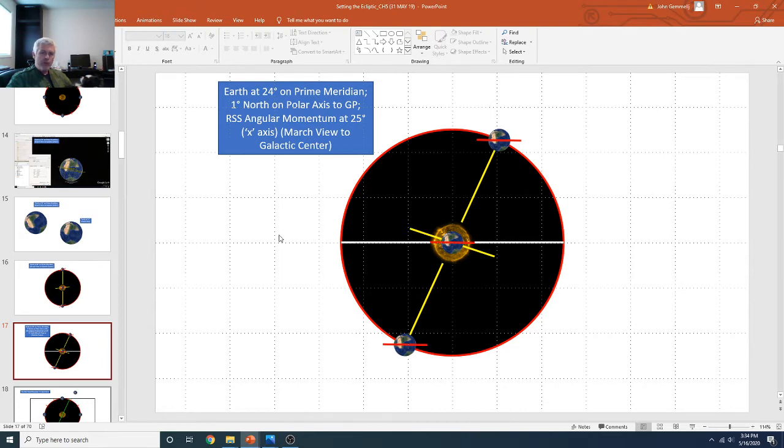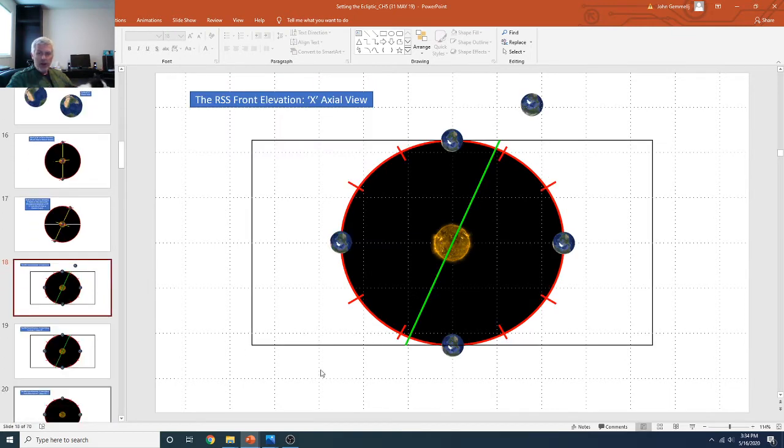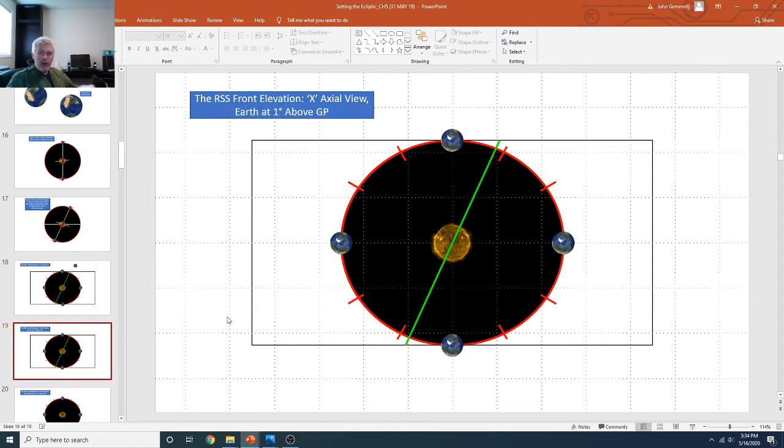X-axis, March view to galactic center. March view. Remember, it changes. Boop, boop, boop, boop. Just depends. All right, next slide. We get a little bit more. Okay, now the next slide.